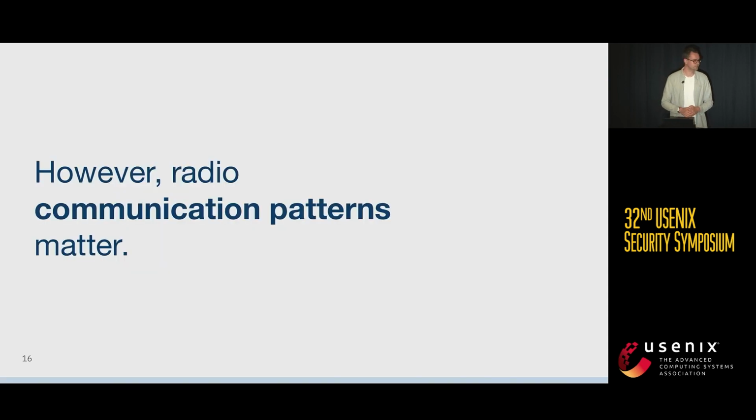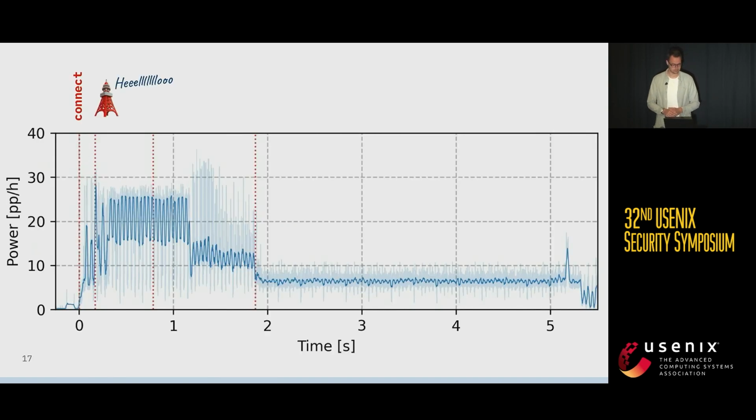So that was all nice and linear and simple, but radio communication patterns are way more interesting because they have a lot more subtlety to them. This is a power trace when sending and receiving some data over 4G, and you can already see the y-axis go up to about 40 percentage points per hour. So we're using a lot of energy from the battery.